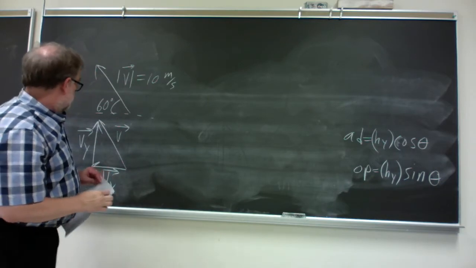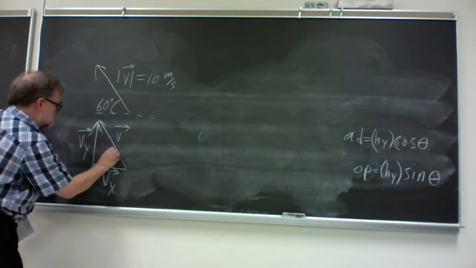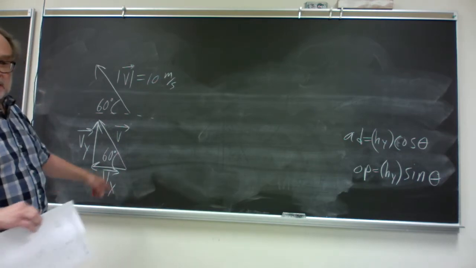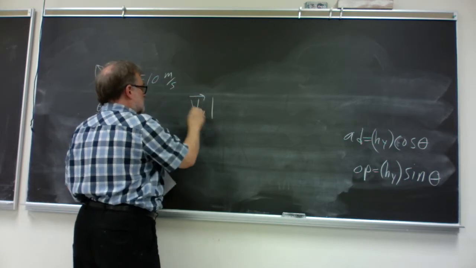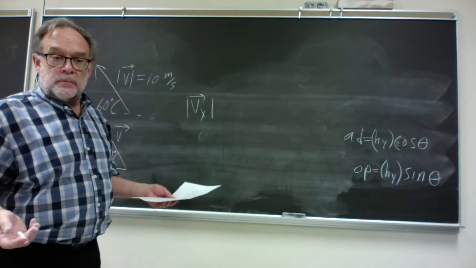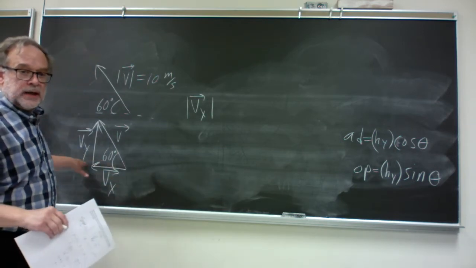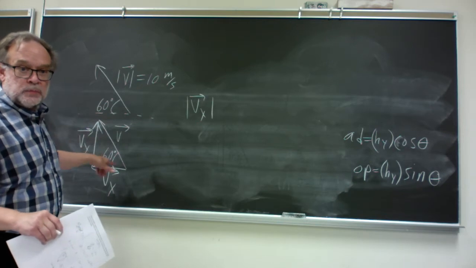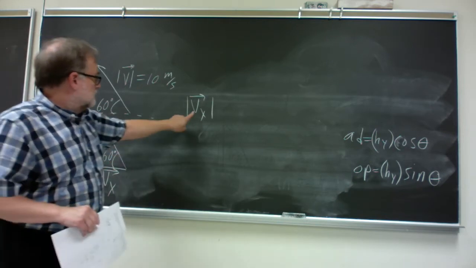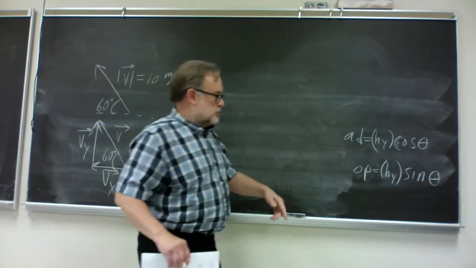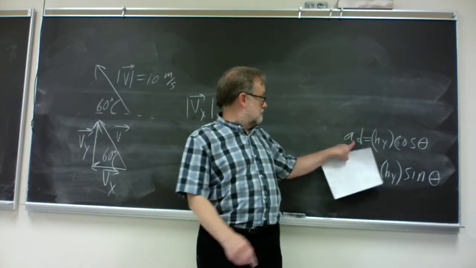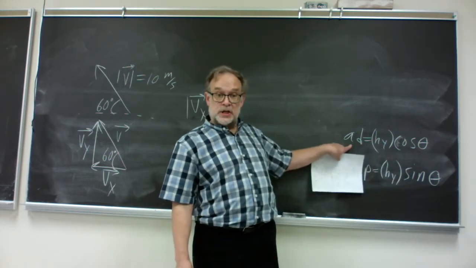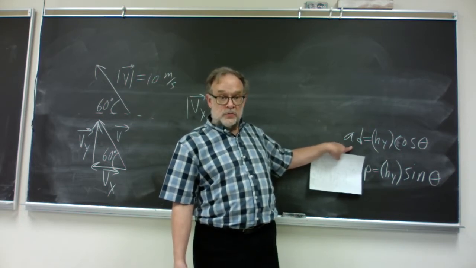So, 60-degree angle. Vx. The magnitude of a component just corresponds to the length of the triangle that represents the vector and its components. And the magnitude of Vx is just the length of the side that's adjacent to the 60-degree angle. In other words, the length of the side that's adjacent to the 60-degree angle, this thing here, is the magnitude of Vx.